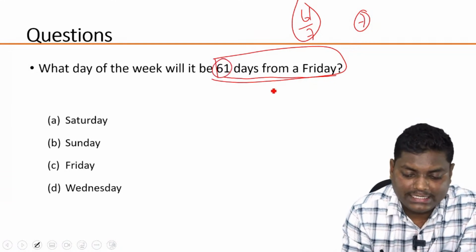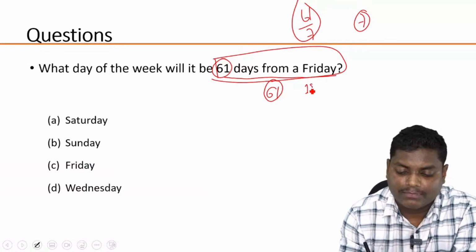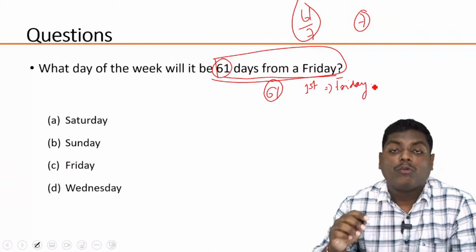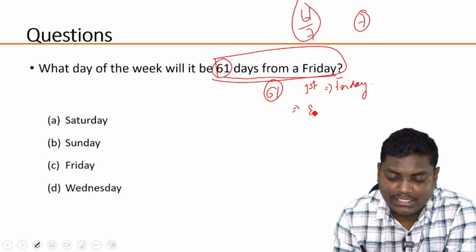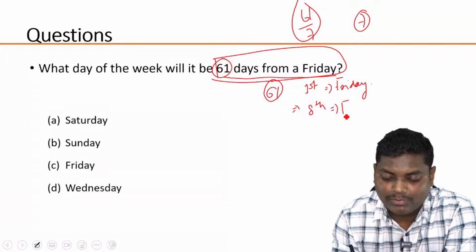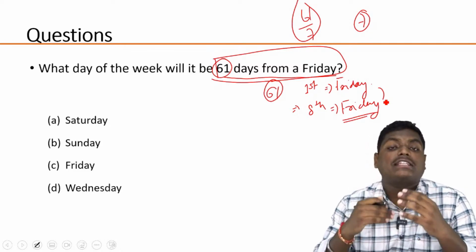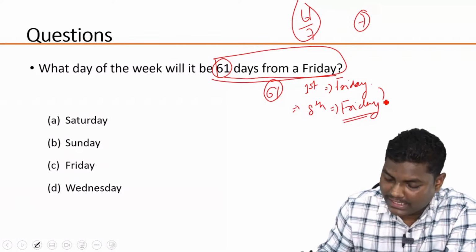Now 61 days it is given to us. Now what is the thing that we know? Let's start with the first day. Now if the first day is Friday, we know after 7 days again, if we add 7 to it, then on the 8th day we will be getting a Friday. So basically in an interval of 7 days, we'll be getting the same day back.